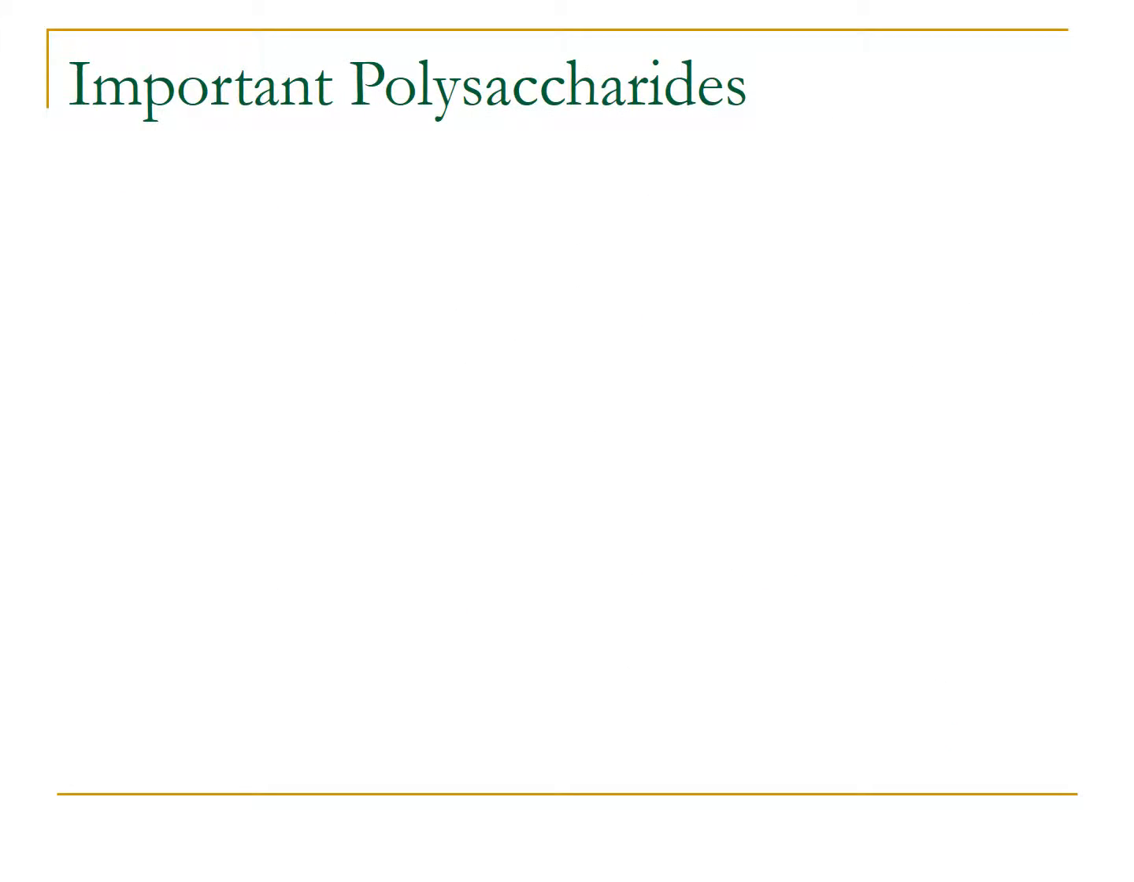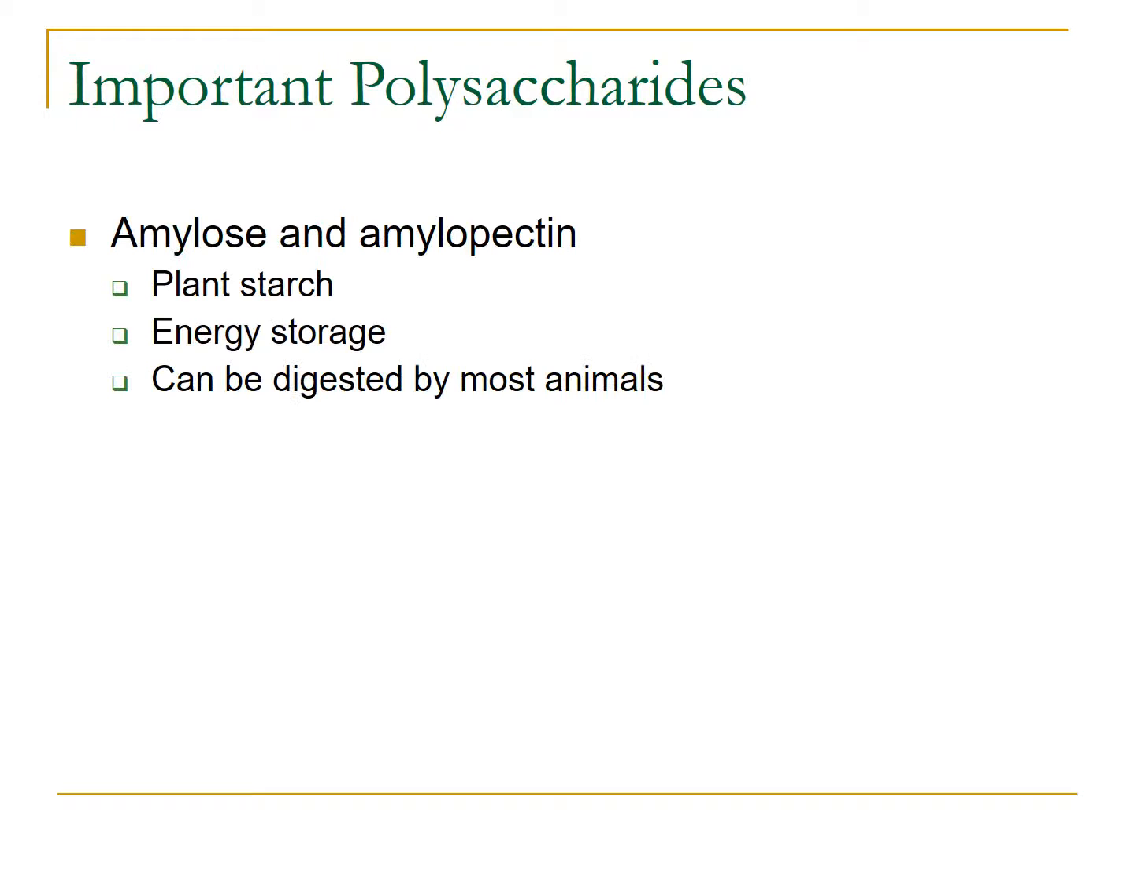The difference is in the linkage. So some important polysaccharides you should know about are amylose and amylopectin, which are plant starch. So if you have different plants that you eat that contain a lot of starch, potatoes or corn starch or other kinds of plant starches, these are useful in plants for storing energy.